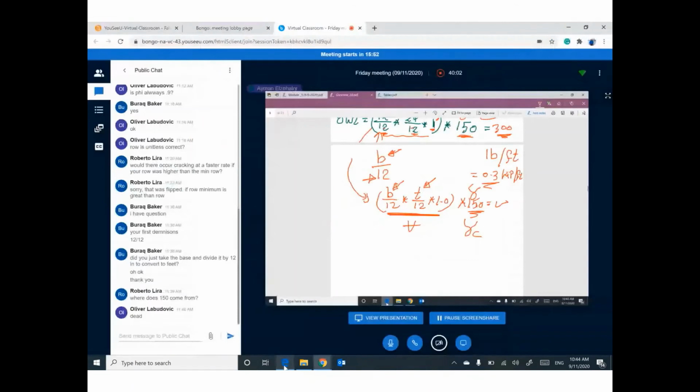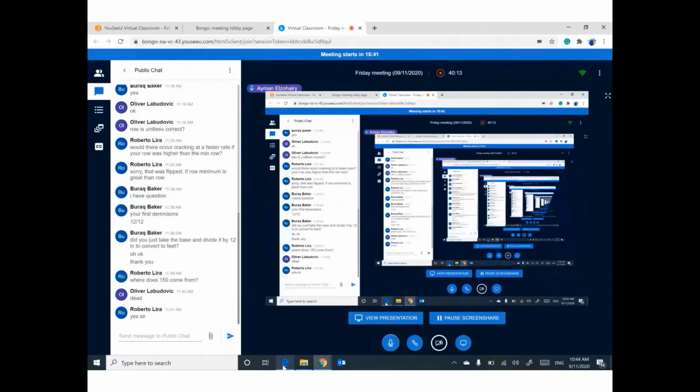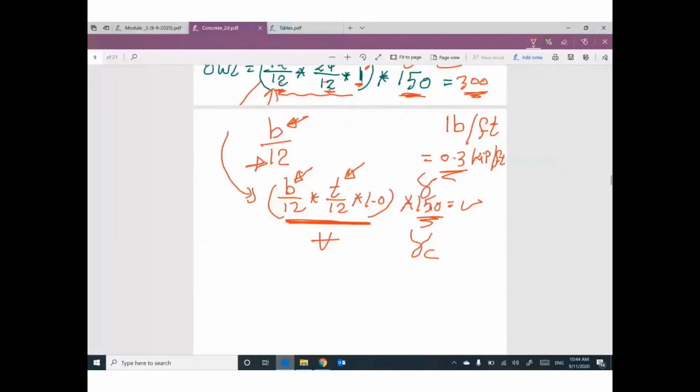Okay, Roberto? 150 is a common value for normal concrete. All the time it's 150. If you are talking about a different type of concrete, the problem will let you know. Okay, guys? Okay.